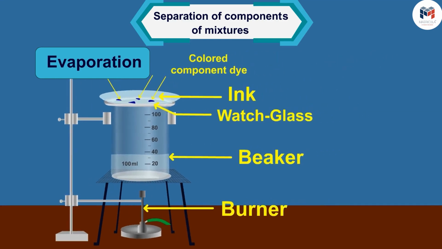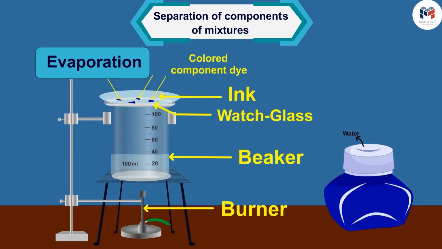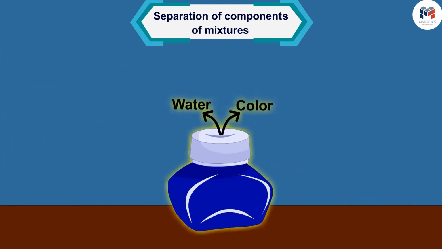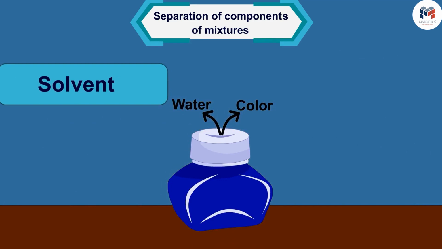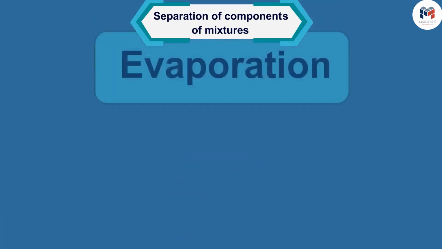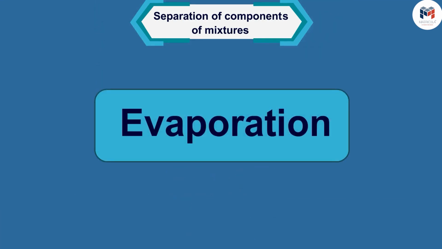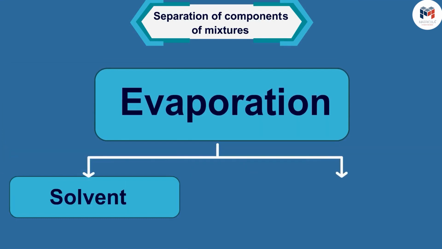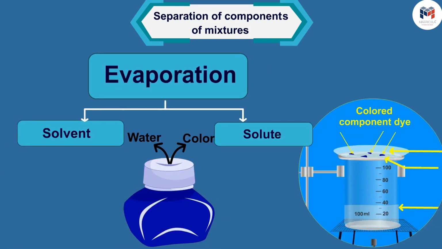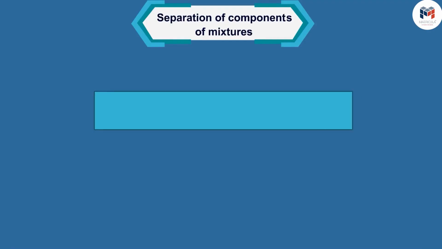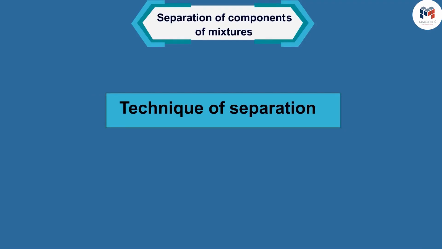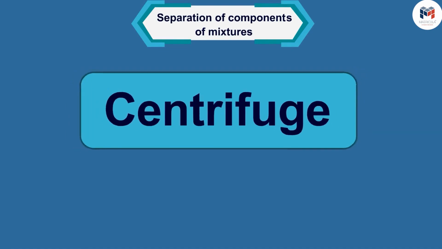So we can now conclude by this activity that ink is a mixture composed of water and color components, in which water is a solvent and color is a solute. And we can separate the solute from the solvent in mixtures such as ink by evaporation. Let us now learn about the second technique of separation, centrifugation.